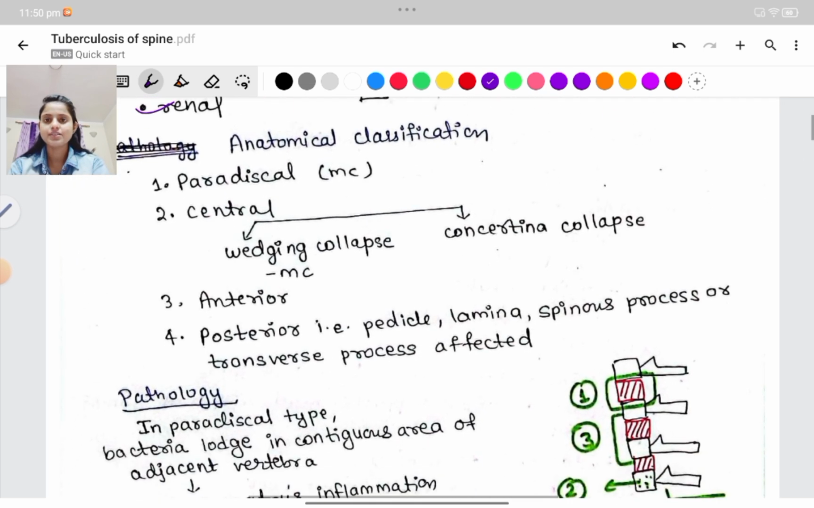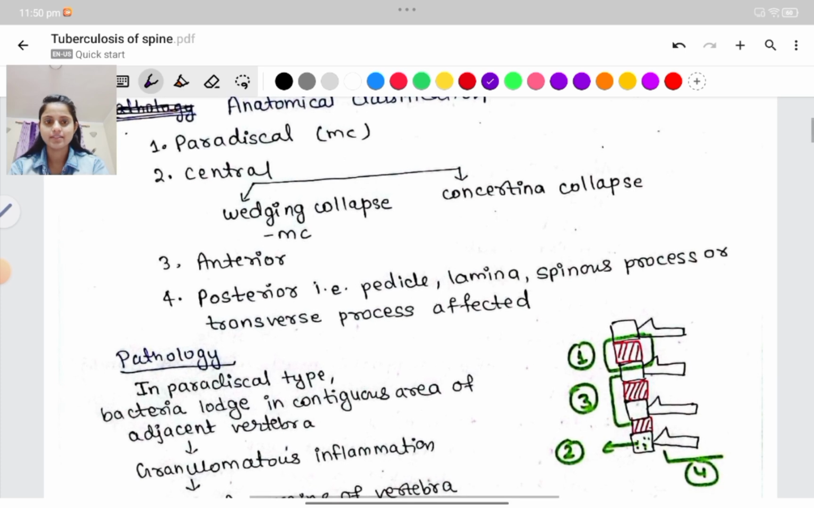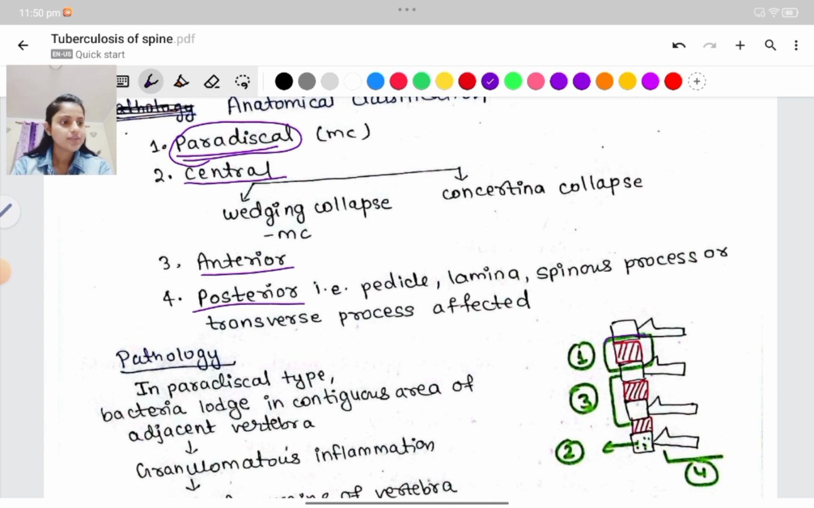Anatomical classification of the tuberculosis of the spine: paradiscal, central, anterior, and posterior. Paradiscal is the most common. This is the paradiscal type. It occurs between the contiguous area of two adjacent vertebrae along with the intervertebral disc.